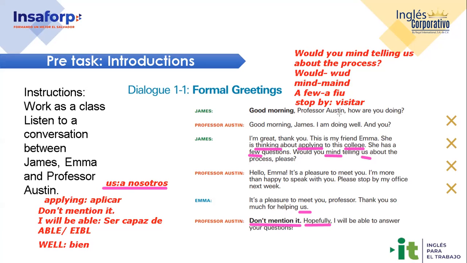Good morning, Professor Austin. How are you doing? Good morning, James. I am doing well. And you? I'm great. Thank you. This is my friend, Emma. She's thinking about applying to this college. She has a few questions. Would you mind telling us about the process, please? Hello, Emma. It's a pleasure to meet you. I'm more than happy to speak with you. Please stop by my office next week.